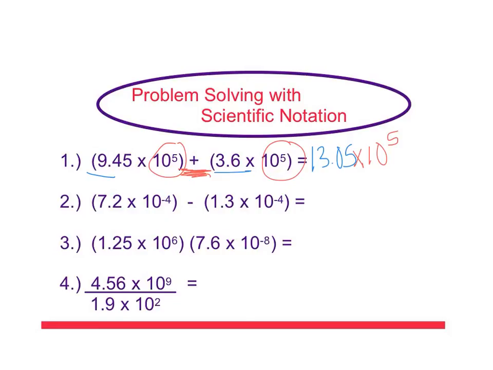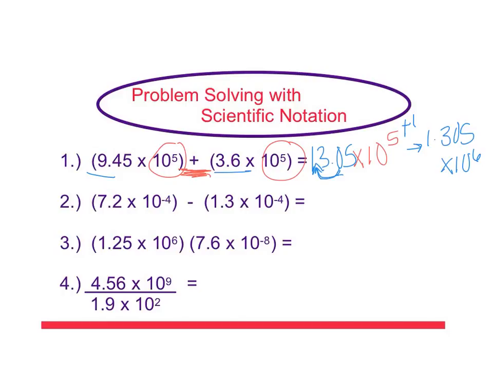We're going to have to change 13.05 to 1.305. And we move the decimal point back one place, so we're going to add to the exponent that already exists. We now have 1.305 times 10 to the 6th power. Again, why did we change the exponent? Because 13.05 is greater than 10. So we move the decimal point back one more time, and we increase the exponent by 1.